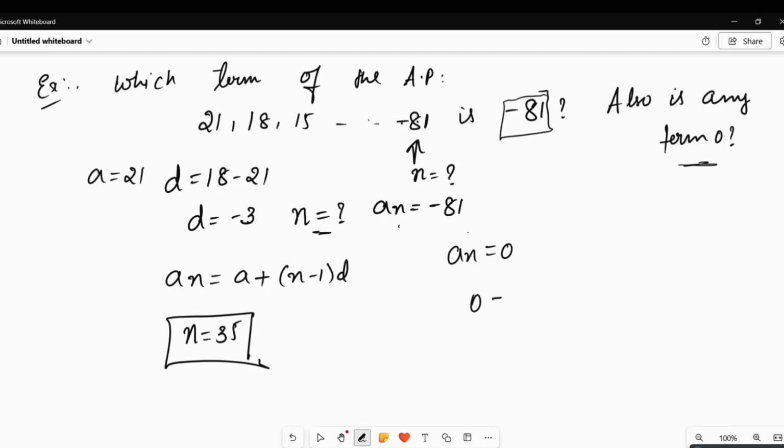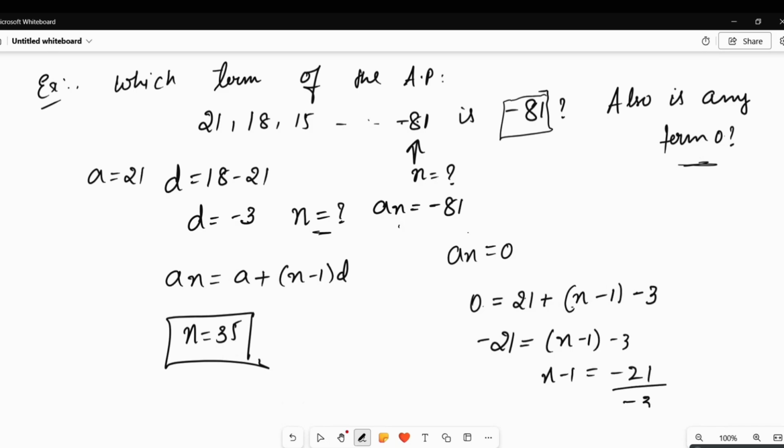So what will you get? 0 is equal to a, which is 21, plus n minus 1 into d, which is minus 3. So 21 shifts to the other side, plus 21 will become minus 21. So minus 21 is equal to n minus 1 into minus 3. So n minus 1 is equal to minus 21 by minus 3. Minus into minus is plus, so you will get 7. N is equal to 8. Here, since you are getting n as a whole number, 0 will be there. Okay, 0 is in the AP.